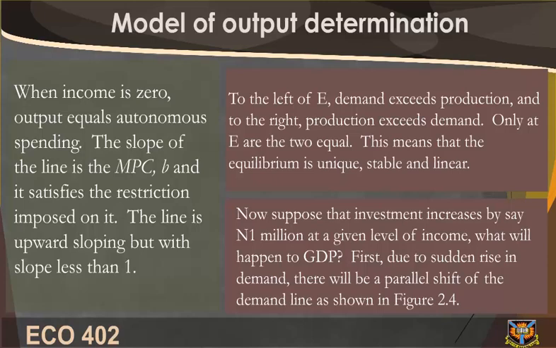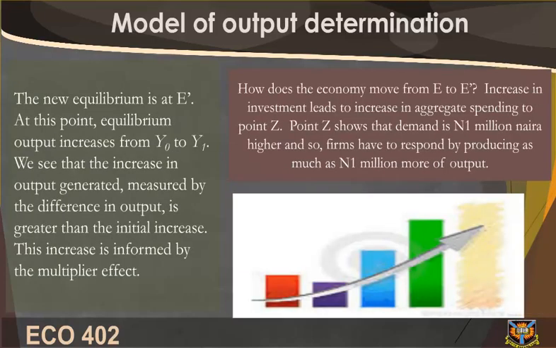Now, suppose that investment increases by, say, 1 million naira at a given level of income. What will happen to GDP? First, due to the sudden rise in demand, there will be a parallel shift of the demand line as shown in figure 2.4. The new equilibrium is at E prime. At this point, equilibrium output increases from Y0 to Y1. We see that the increase in output generated, measured by the difference in output, is greater than the initial increase. This increase is informed by the multiplier effect.